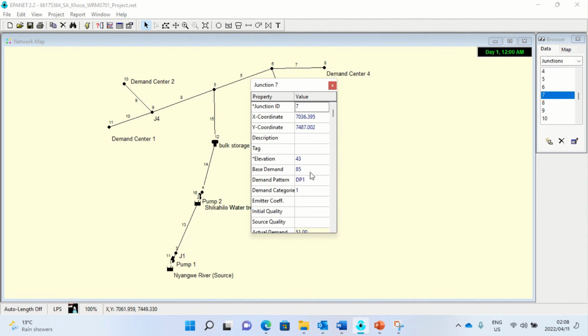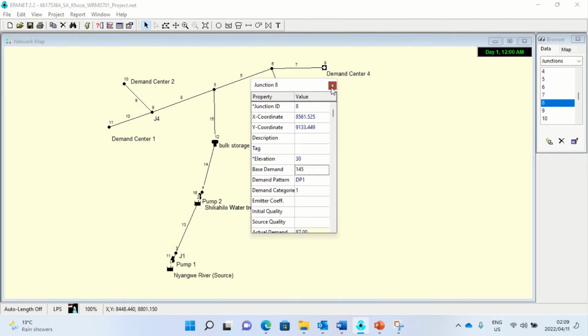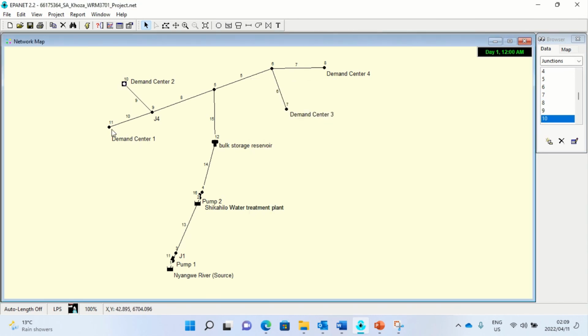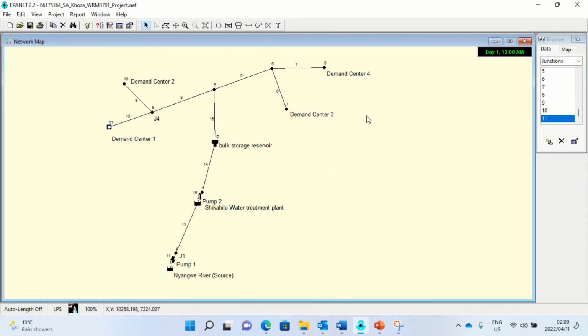With regards to the water demand centers, I've put in my base demands also as given from the question. Demand center number 3 was 85. Demand center number 4 it was 145. Demand center number 2 it was 75. And then demand center number 1 it was 70. And then I had put it in here to achieve my successful run.